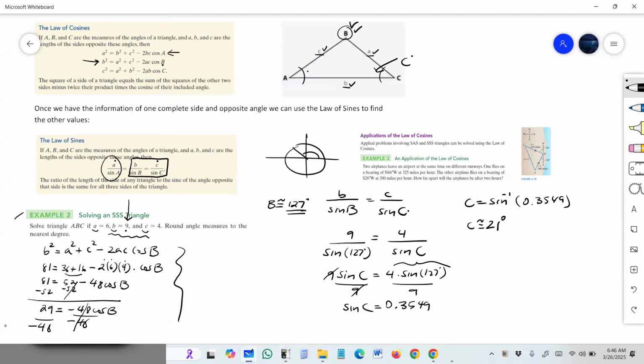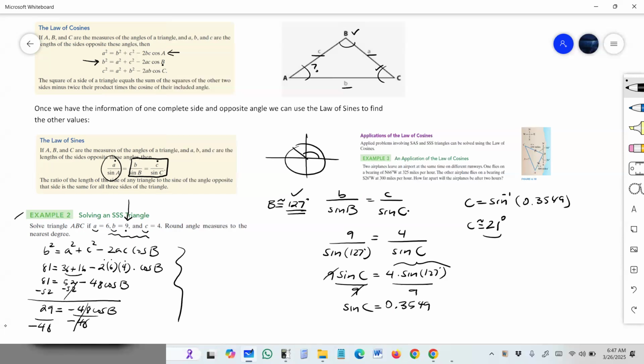All right. Now we already have almost everything, right? I had all three sides to begin with. I already found angle B, 127. I already found angle C. All I need to do now is find angle A.